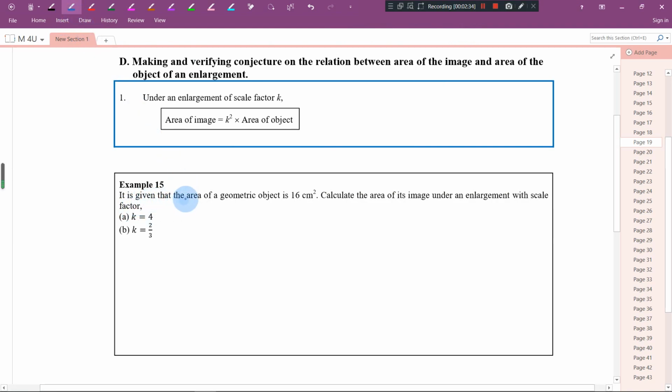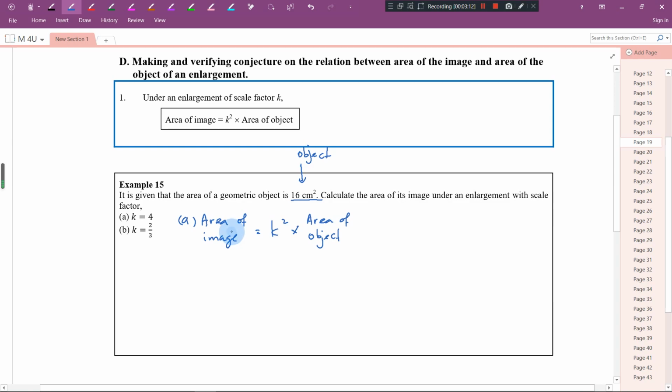It's given that the area of a geometric object is 16 square centimeters. Calculate the area of its image under an enlargement with scale factors of 4 and 2 over 3. So at the beginning, I would suggest you to write this formula a few times so that you can remember the formula well. Area of image is equal to K squared, remember, you need to square it, times area of object.